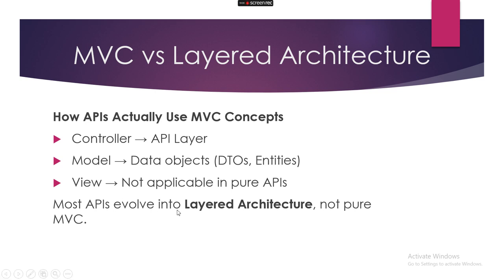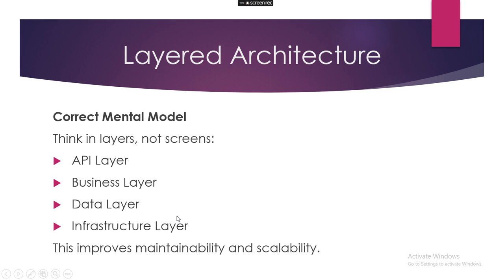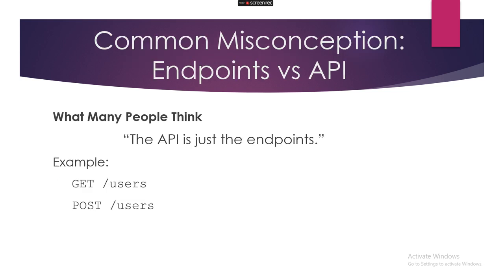So most APIs evolve in a layered architecture, not just pure MVC. So the correct mental model is to think of it in layers, not screens: API layer, business layer, data layer, infrastructure layer. This improves maintainability. And why I'm really reiterating this is so that you understand that this is more of a layer. All this chat here might seem like a waste of time, but believe me, it's very important because a lot of people really confuse this.